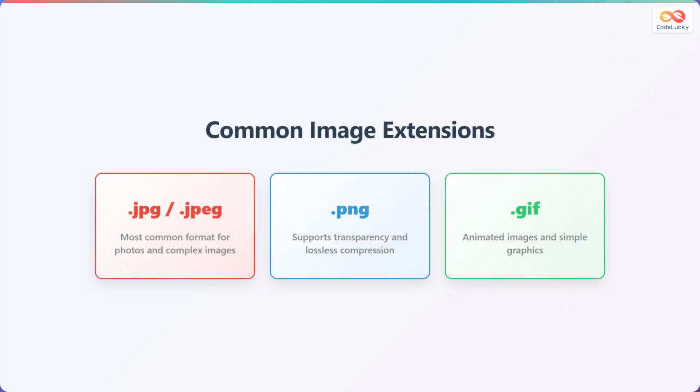Let's explore some common image extensions. First, .jpg or .jpeg is the most common format for photos and complex images. Next, .png supports transparency and lossless compression, making it ideal for logos and graphics. Finally, .gif is often used for animated images and simple graphics.